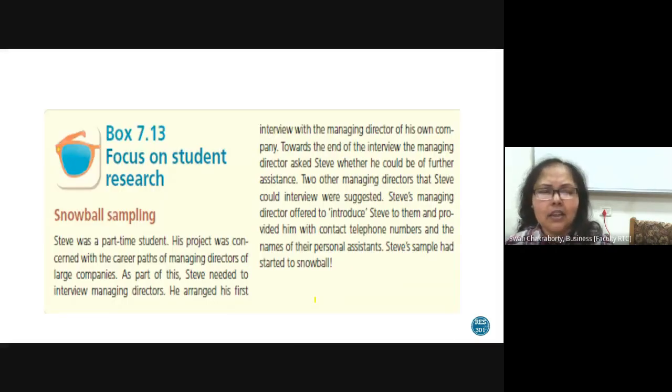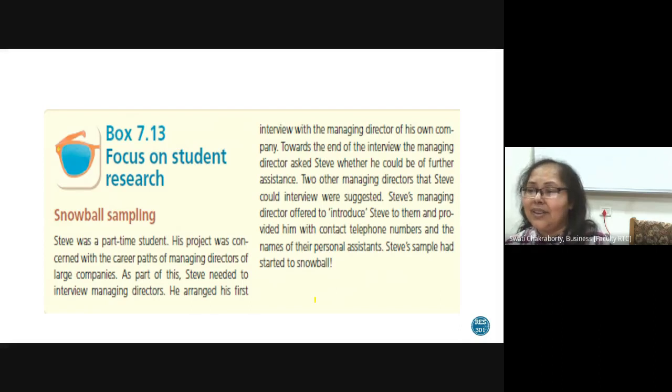Snowball sampling. Steve was a part-time student, and his project was concerned with the career paths of managing directors of large companies. So, as part of this, Steve needed to interview managing directors. He arranged his first interview with the managing director of his own company. Towards the end of the interview, the managing director asked Steve whether he could be of further assistance.